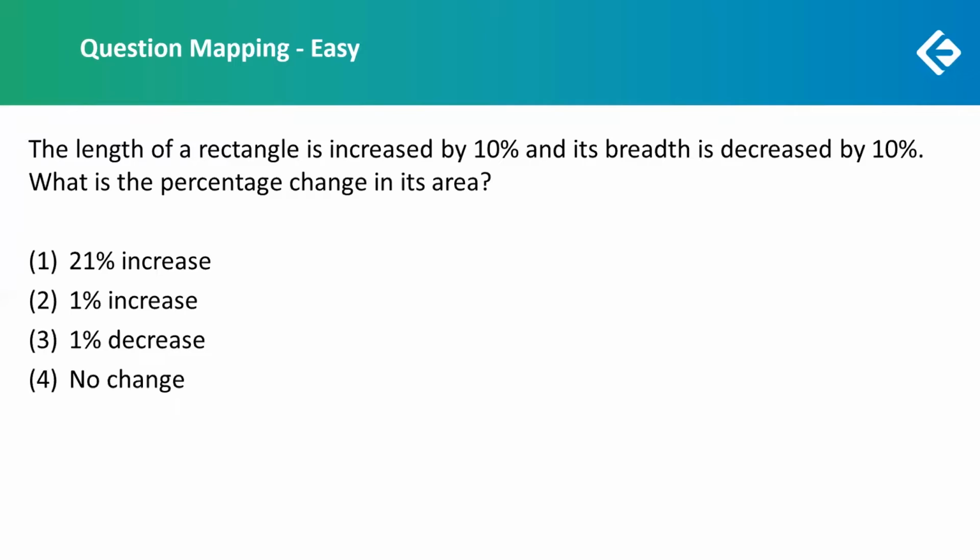Length is increasing by 10%, so it is becoming 11. Breadth is decreasing by 10%, so it is becoming 9. 11 into 9 is 99. So from 100 to 99, there is a 1% decrease. Very, very easy question. Should have been done in 30 seconds.